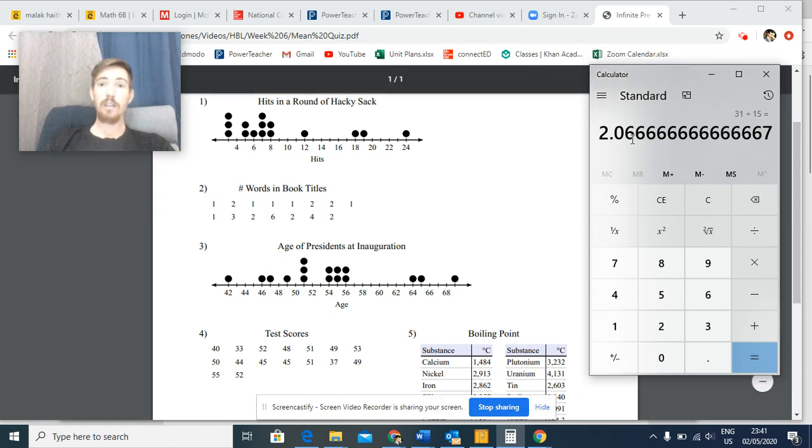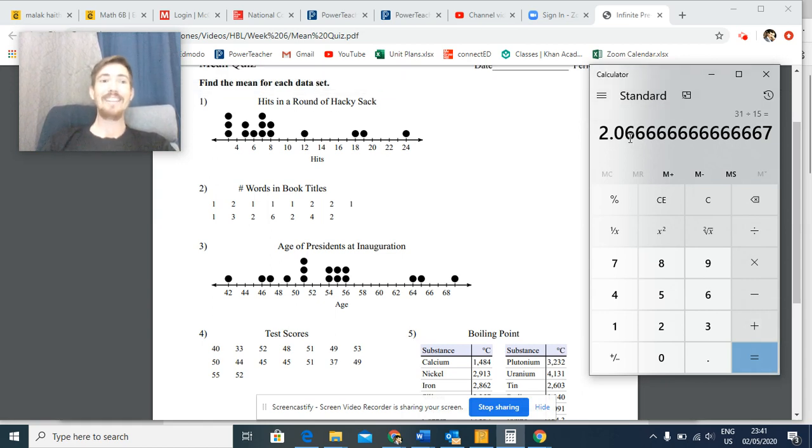Now, if you're going to round this to the nearest tenths place, that would give us 2.1. Not 2, 2.1. The 6 here is 5 or greater, so it would make the tenths place a 1. There's no reason to round all the way down to 2. There isn't. We add these up, we don't get 30.